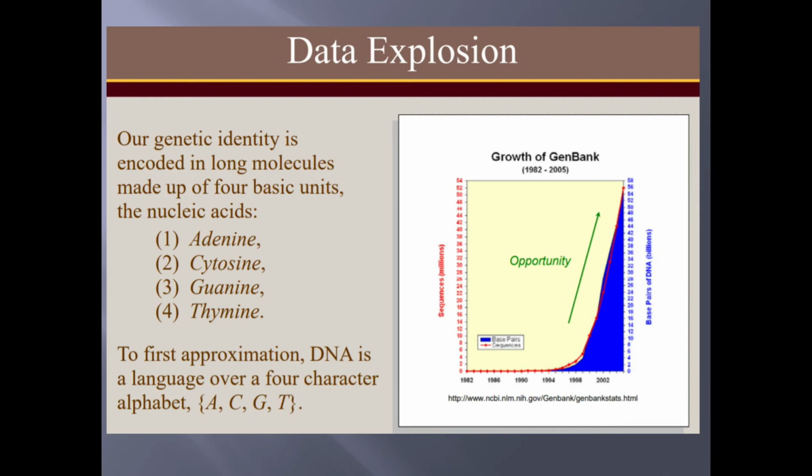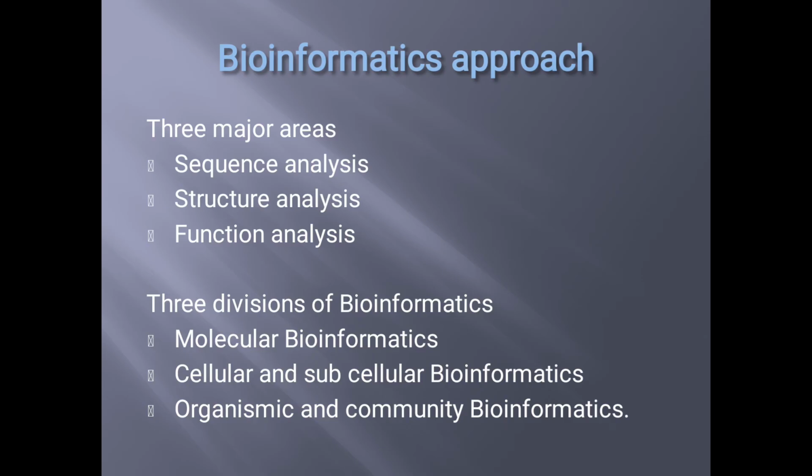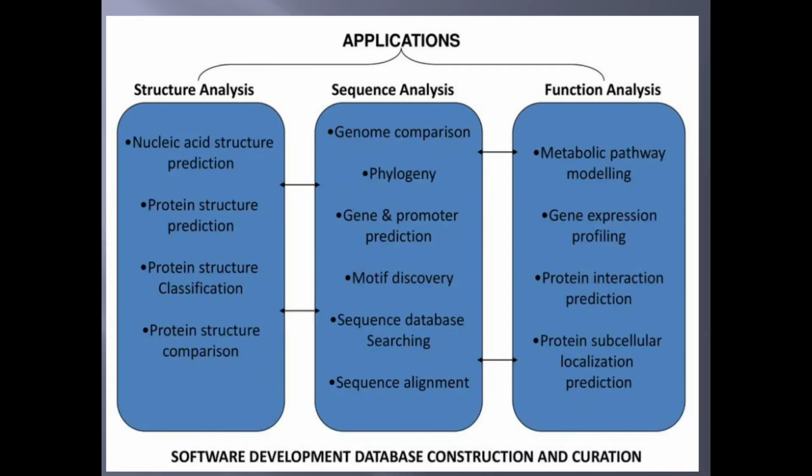Data explosion: our genetic identity is encoded in long molecules which are made up of only four basic units. These are adenine, cytosine, guanine and thymine. Bioinformatic approaches, there are three major areas: sequence analysis, structure analysis and the functional analysis. And the three divisions of bioinformatics are molecular bioinformatics, cellular and subcellular bioinformatics, organism and the community bioinformatics.